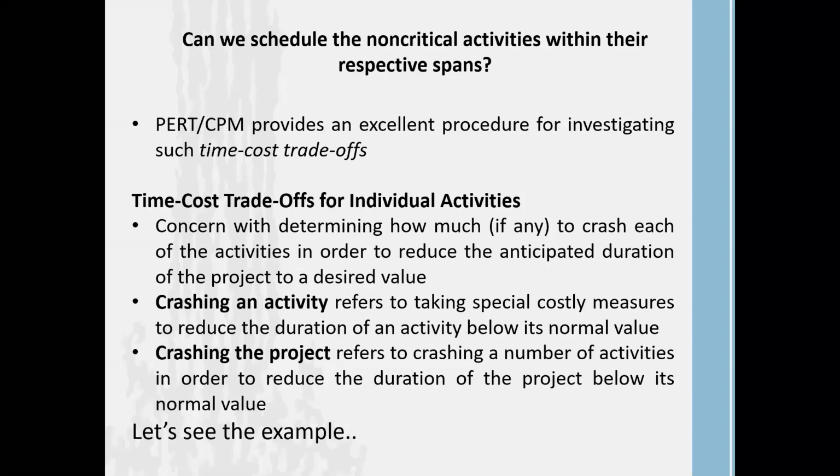Now we are coming to the last part of your network model or network project scheduling, right? First, we identify the critical path. Now, we have a question: can we schedule the non-critical activities within their respective spans? We identify some activities where we can make some flexibility. Here, we try to find out if we can make any alternatives with these flexible or non-critical activities. Can we expedite our project?